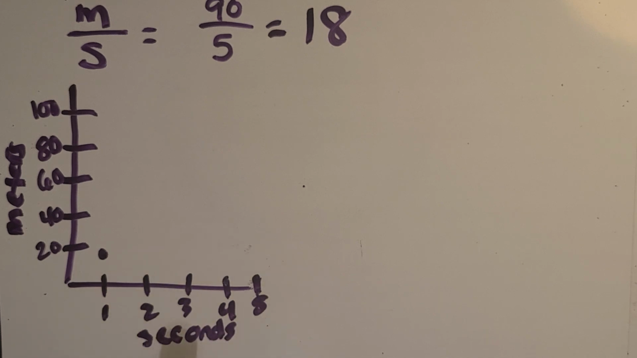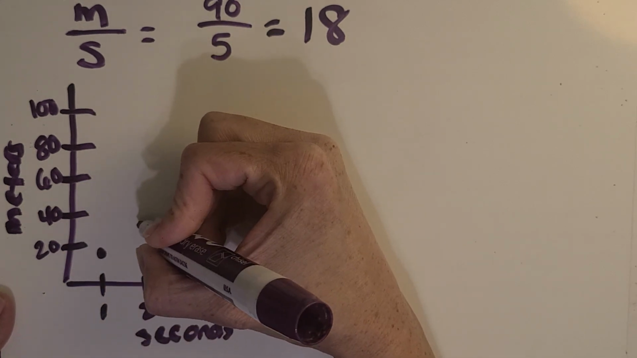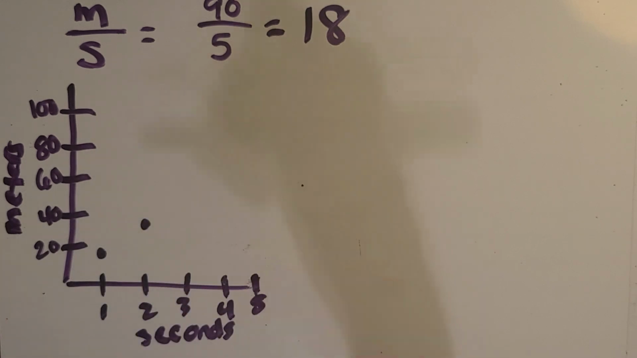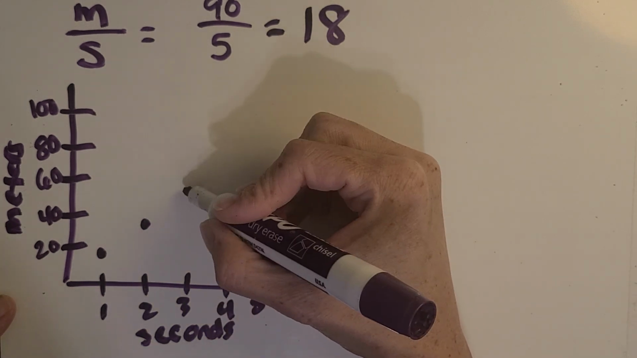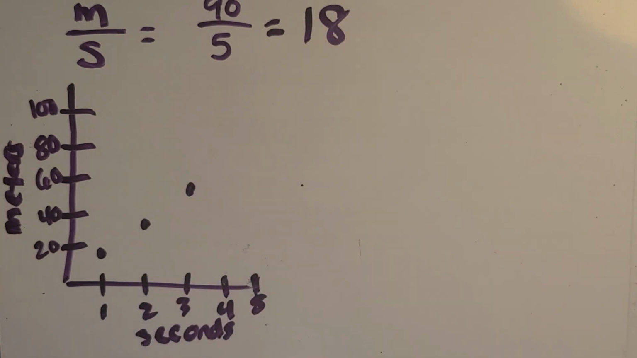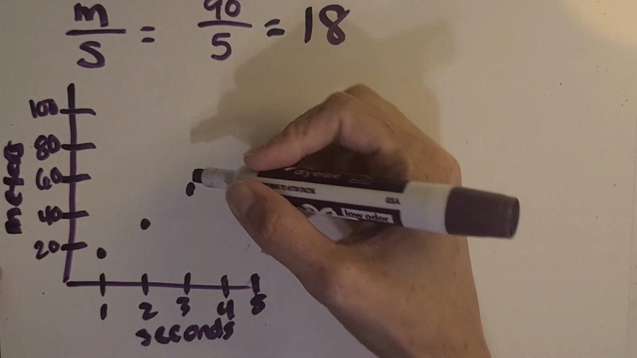The seconds are the independent variable and the meters are dependent upon how many seconds we are traveling. So meters are the dependent variable. So what would 2 seconds be? You got it, 36. Okay, 3 seconds. You got it, 54. Okay, 4 seconds. Okay, you got it, 72.